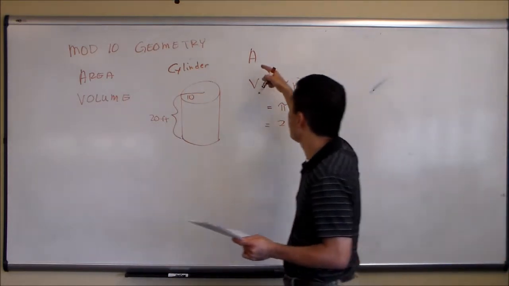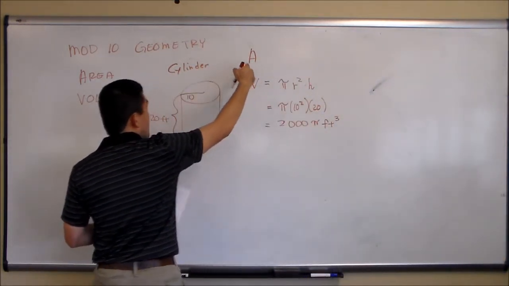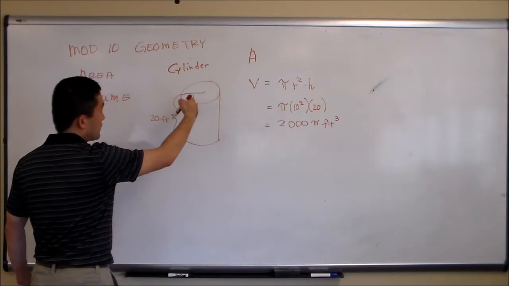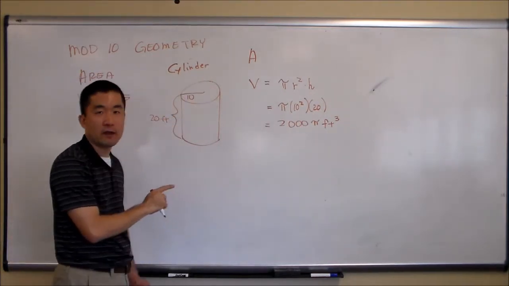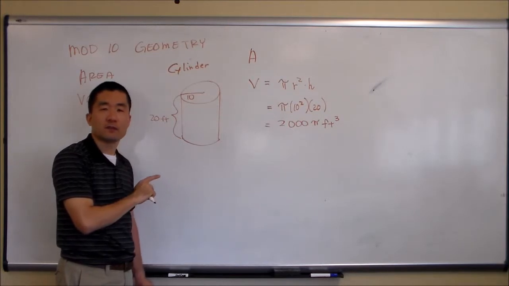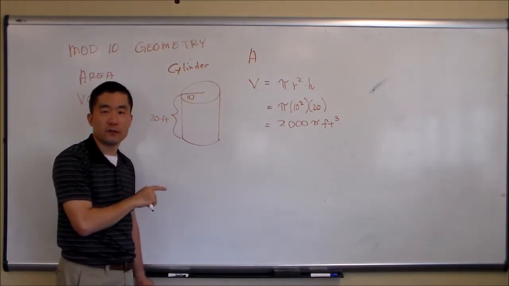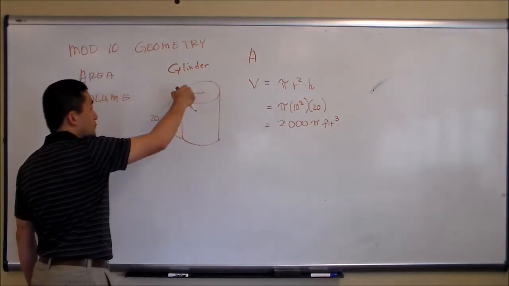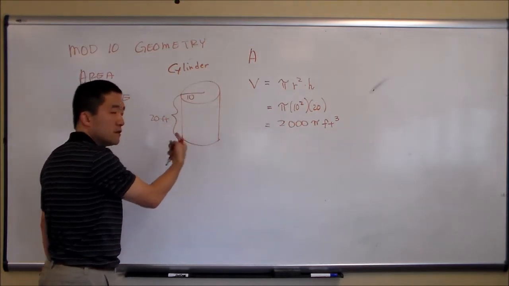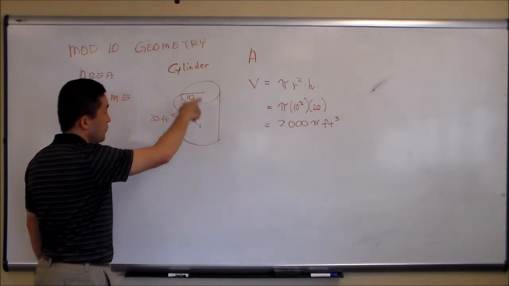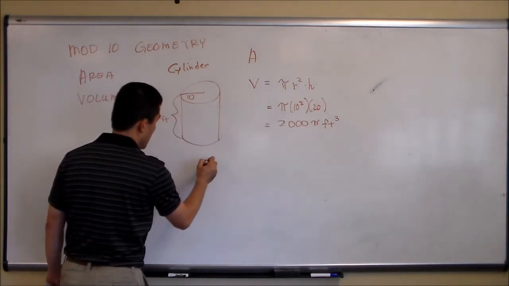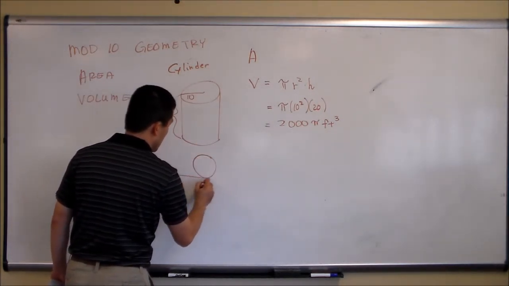Now the area. Before we do the area, I'm going to deconstruct this to show you what the area looks like. Oh, by the way, when I say the area, it means the surface area, the total surface area. So the top, the bottom, and then the side. So not just a visible area, but the whole thing. So if I break this down, it looks like this.